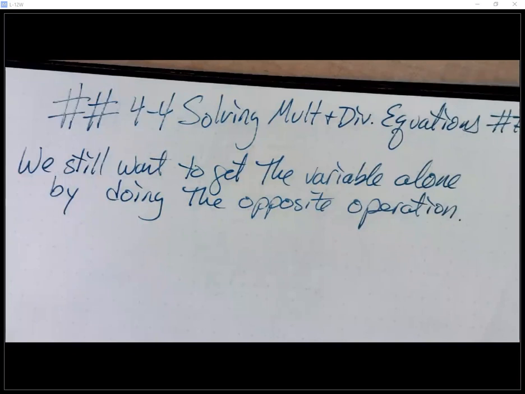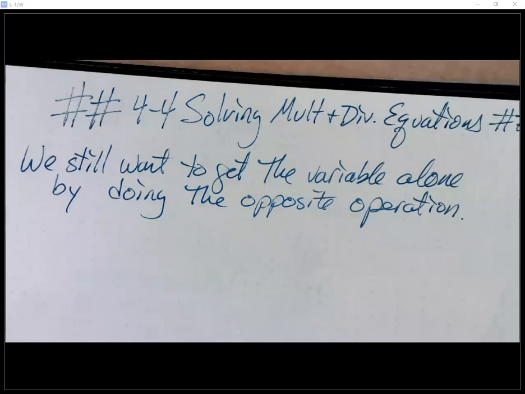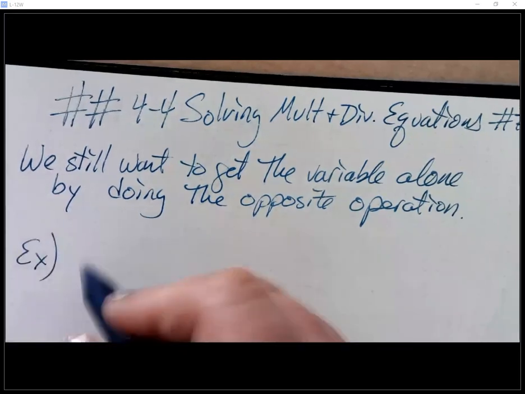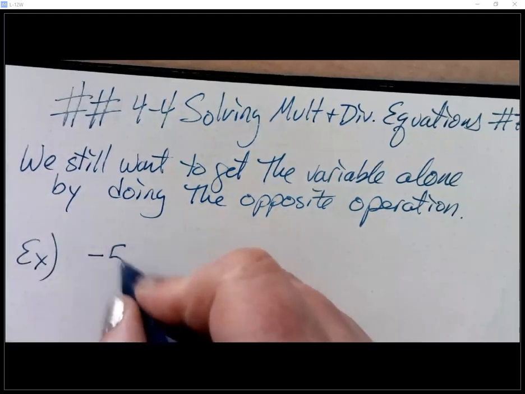The multiplication ones are a little bit easier than the division ones, so we'll start with those. But division's not too bad. It just can take a little while to get used to. So we'll start off with a nice easy one. Say I had something like negative 5x equals 15.